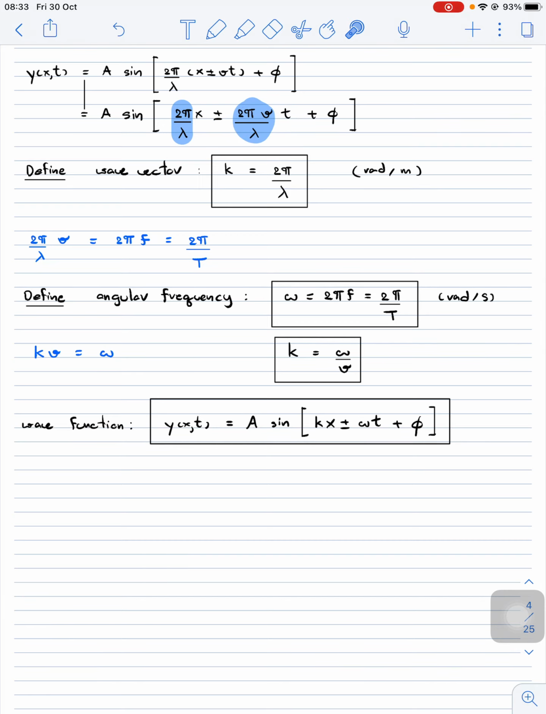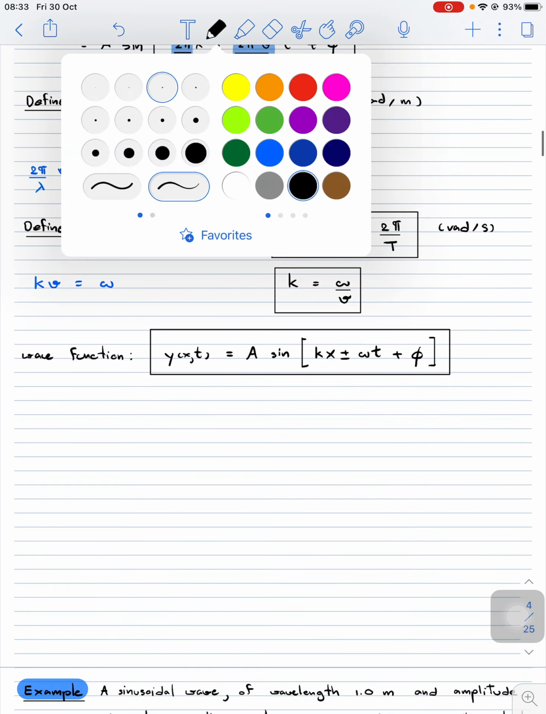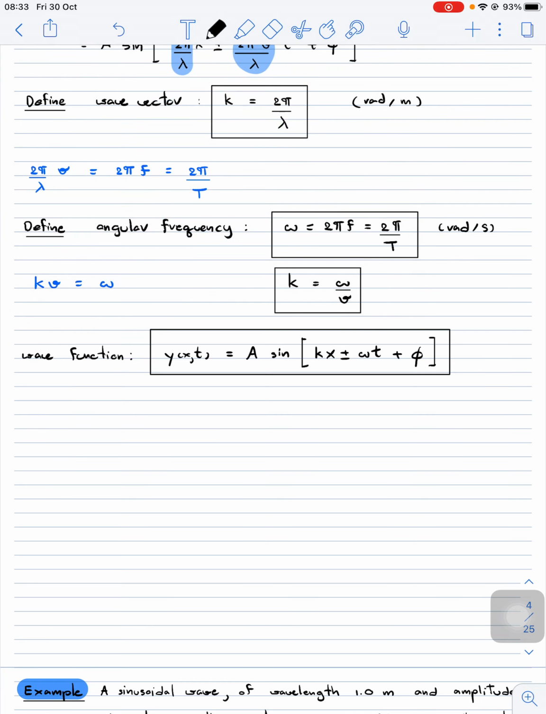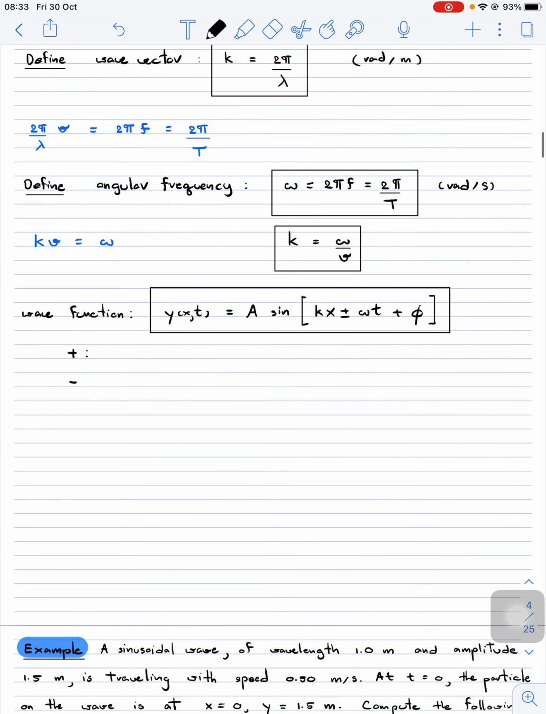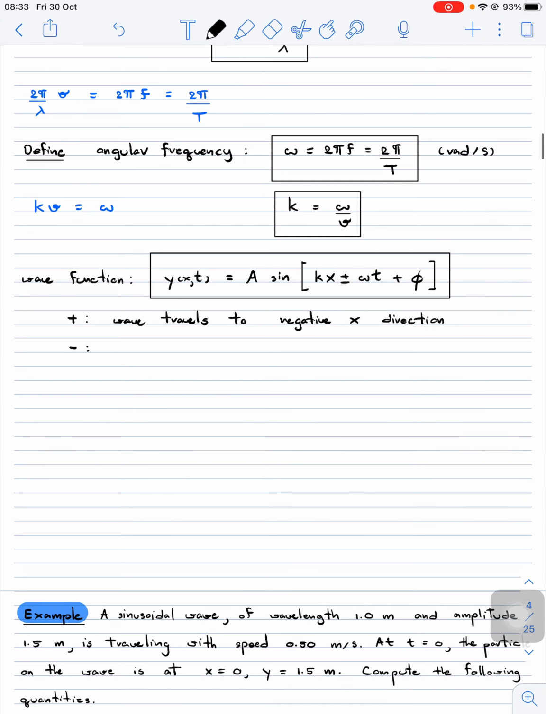Okay, so as promised, what is the difference between the plus and minus sign here? Let's say if we choose the plus sign, it means that the wave will travel to the negative x direction. But if we choose the minus sign, it means that the wave will travel to the positive x direction.